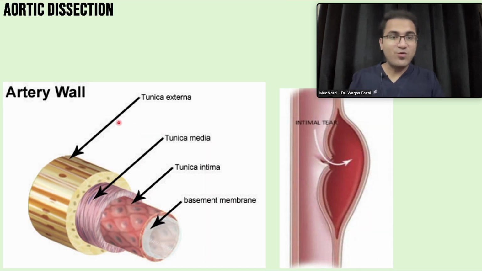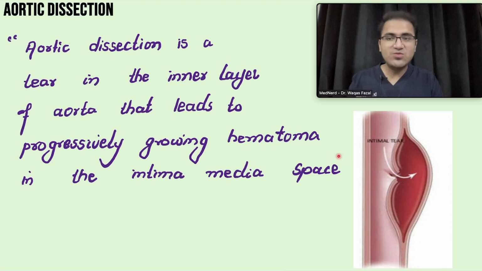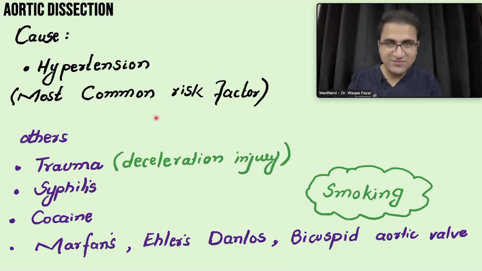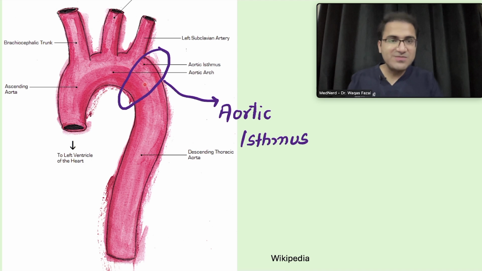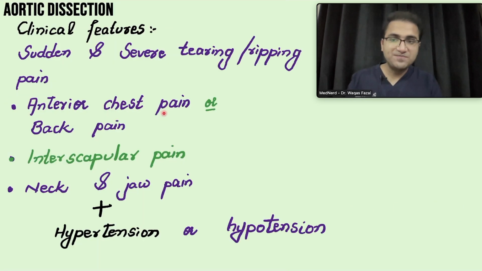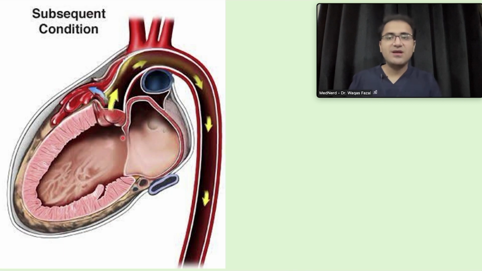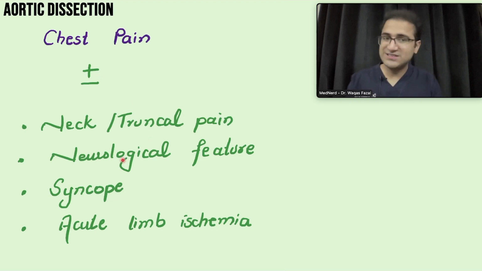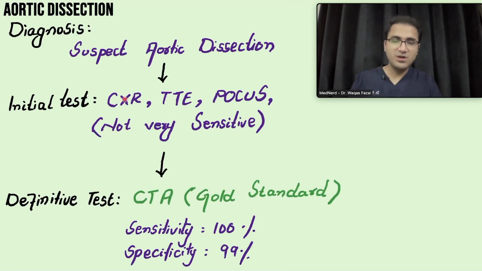We talked about what aortic dissection is: an intimal tear leading to blood accumulation between the intima and media space, more common in males. In old age people, if young, there will be a connective tissue problem, hypertension being the most important cause, and smoking. The aortic isthmus can be involved in traumatic tears. We covered the classification, the pathophysiology, the clinical presentation, how it can result in cardiac tamponade, MI, stroke, how there is an asymmetrical blood pressure, chest pain. With these findings, suspect aortic dissection and do these tests, CT angiography being the gold standard test.